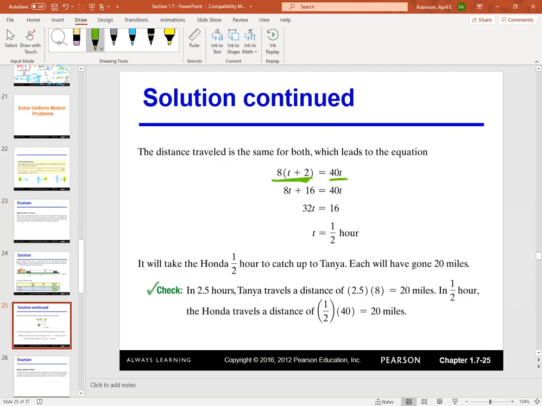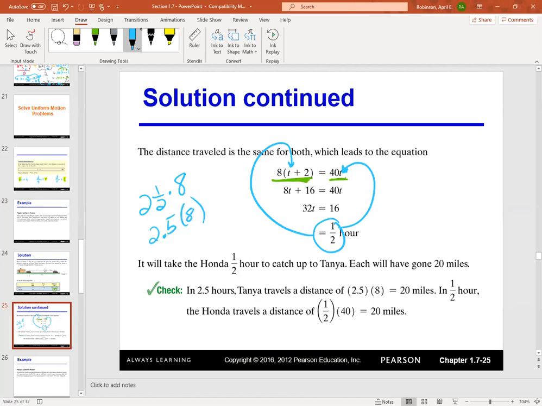Once you get that half hour, the easiest thing to do is take the 1/2 hour and plug it in here, because 40 times 1/2 is 20. But you could plug it in here also. It's going to be a little more difficult. 1/2 plus 2 is 2.5, and then you multiply that times 8. So I would change that to 2.5 times 8 so I could use my calculator a little easier, or you can use the fraction buttons on your calculator. That's also going to equal 20 when I'm done.